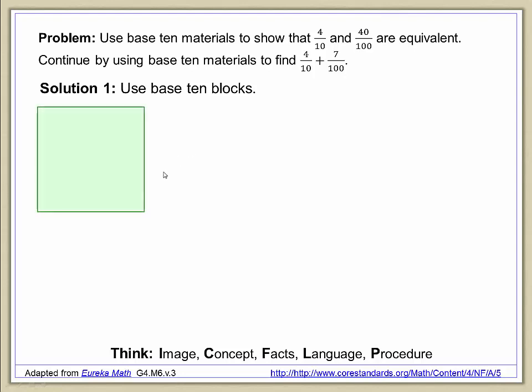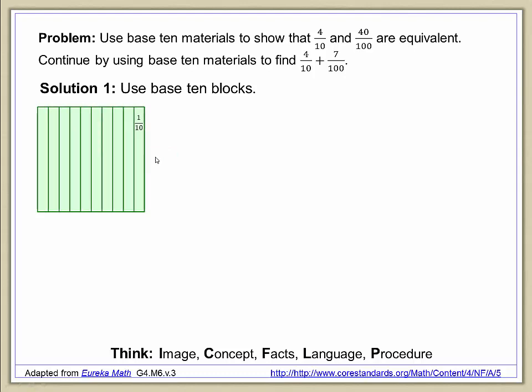When we use them, 1 square represents 1 unit. So this is 1 unit. And if we want to look at 4/10, we're going to explore 4/10. We need to break this 1 unit up into 10 parts to generate tenths. So each of these vertical bars represents a tenth. And 4 of them would be represented by shading 4 of these. And numerically, that's this 4/10.